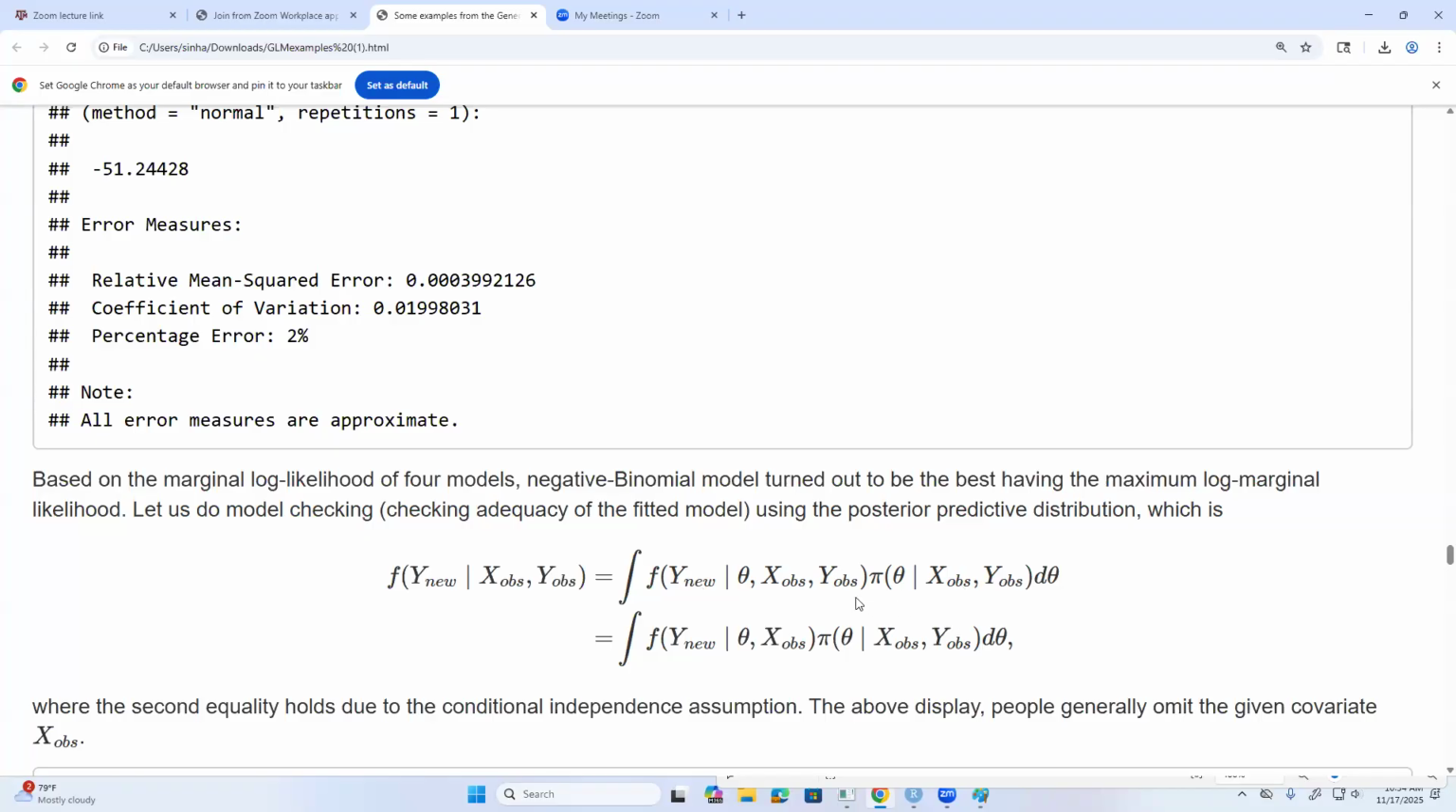And from this line to the next line, we go under the assumption of conditional independence, right? Under the conditional independence assumption, we go from here to there.